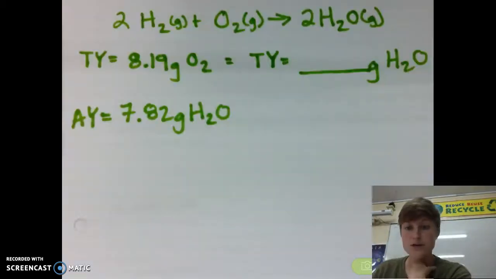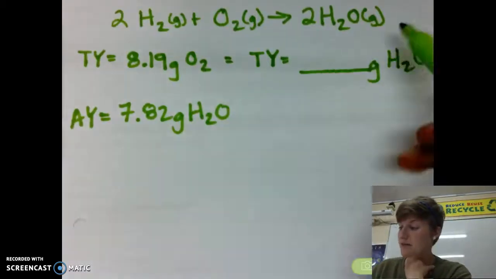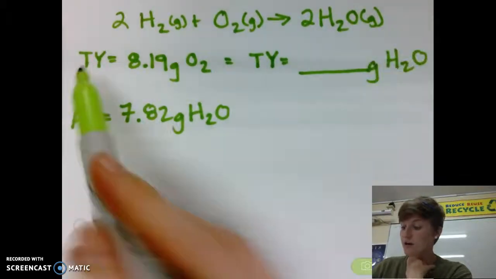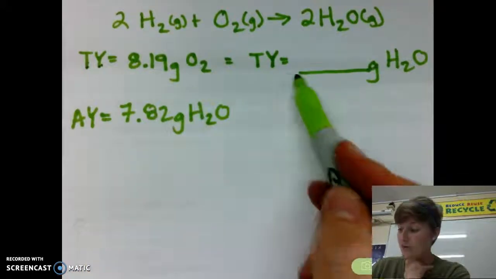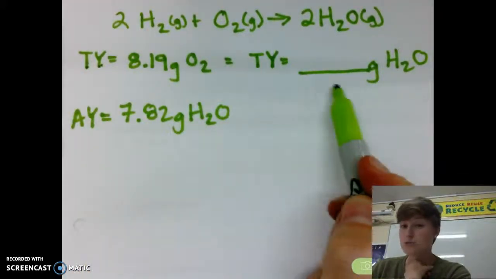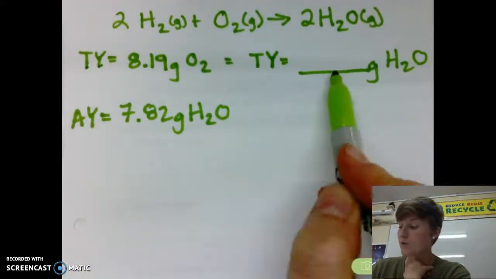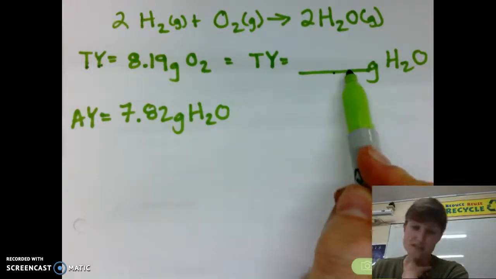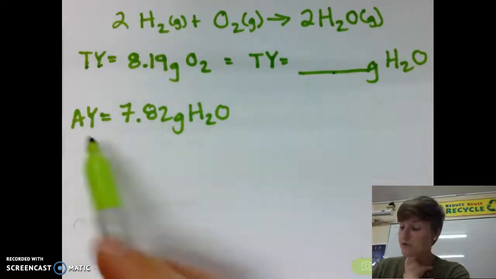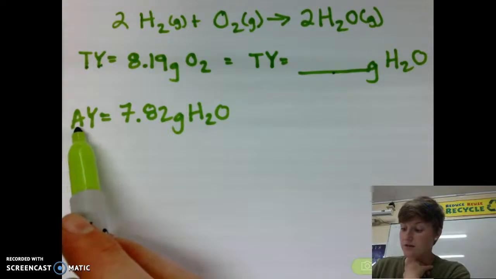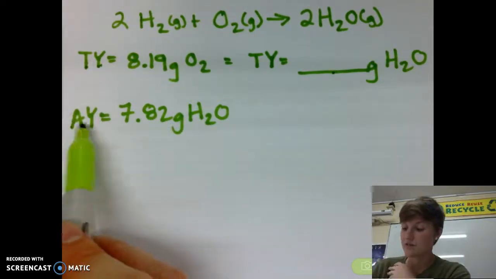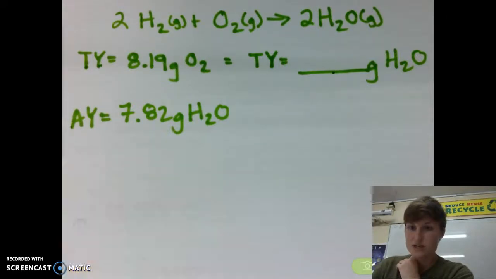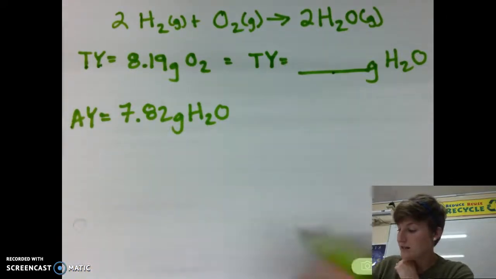So we've written down some of our key points, like our equation, our TY, theoretical yield of oxygen, and we want to find the theoretical yield of water. Then we're going to use our percent yield to solve for what our percent yield is. Sorry, and the AY is actual yield. So let's go ahead and solve for that.